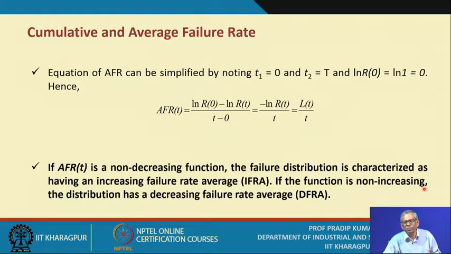So you can relate it to the design of the product, you may relate it to the functioning of the product. The distribution has a decreasing failure rate average. Is it okay? So there could be many types of exercises we can assign related to these two kinds of situations.